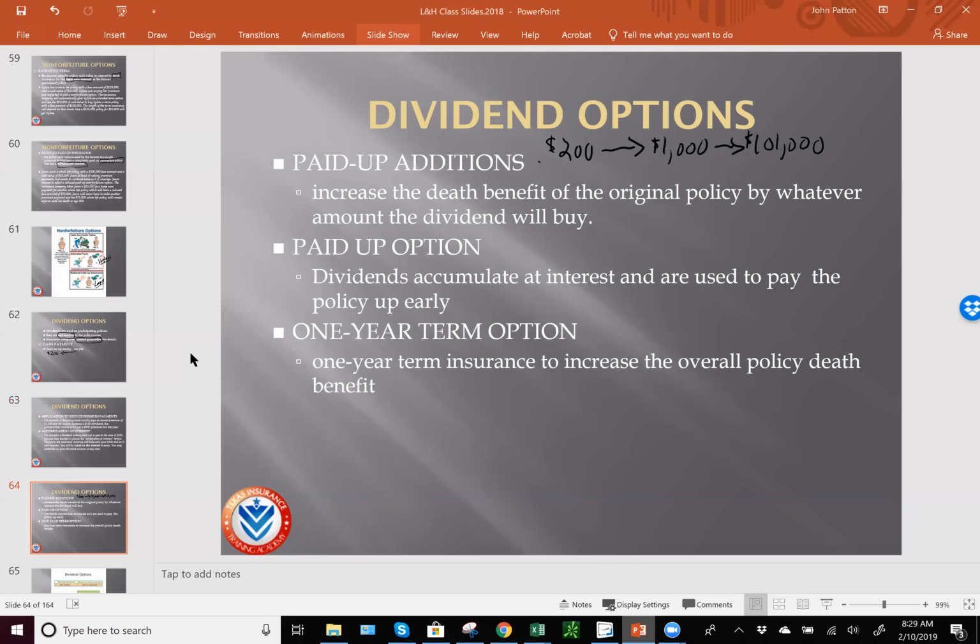Let me go down to the 1-year term option, because it is very similar to paid up additions, because you're going to add to your death benefit, but it's in the name of it here.